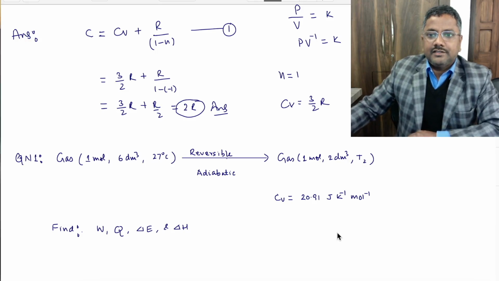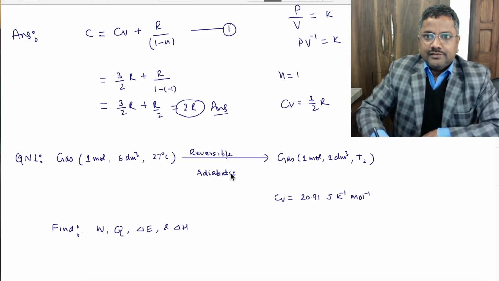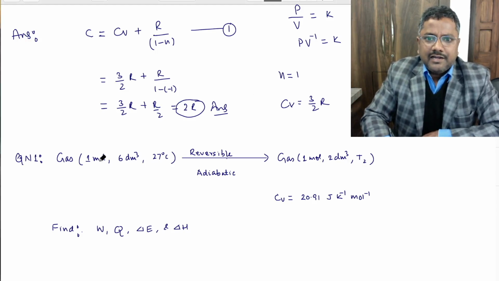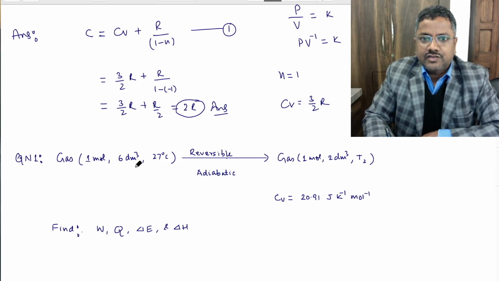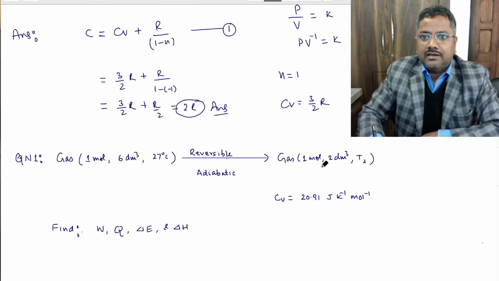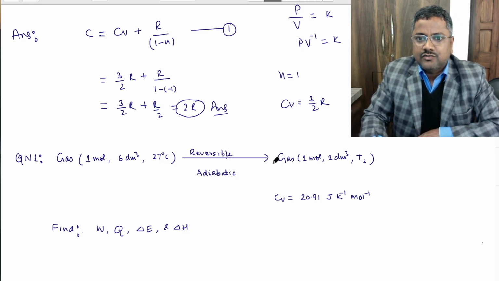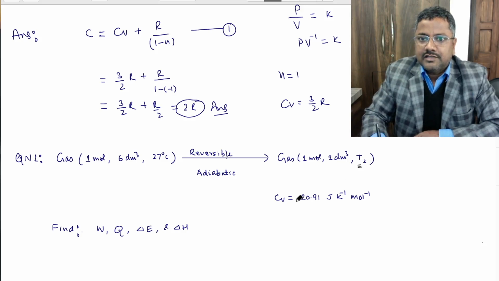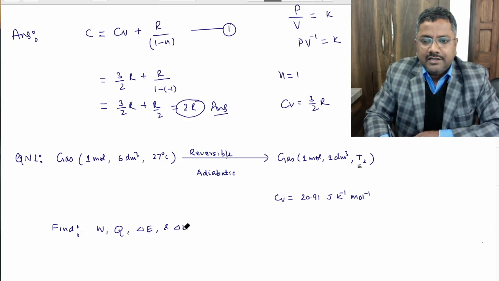Well, see, there is one question. Suppose that an ideal gas is given, 1 mole, 6 dm cube, 27 degrees Celsius. This is the initial state of the system, and it is reversibly and adiabatically compressed, the volume is decreasing, to this volume. Temperature you have to find out. So this is the crucial point to solve such questions, right? And CV is given for the gas. Find work, heat, delta E and delta H.